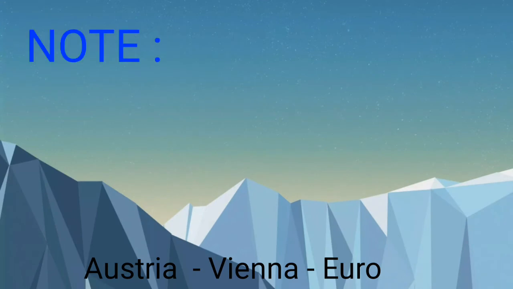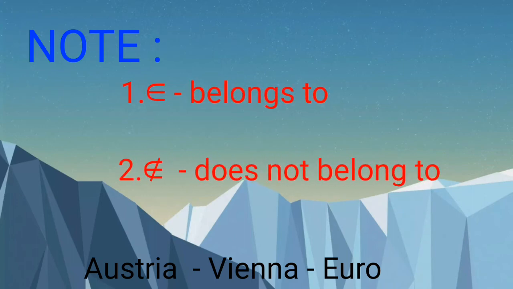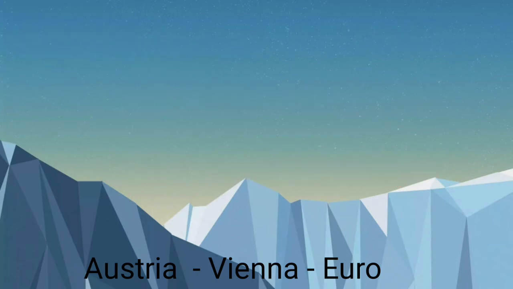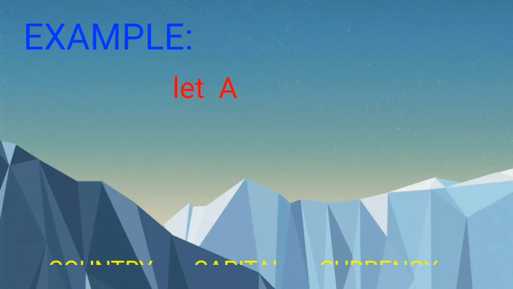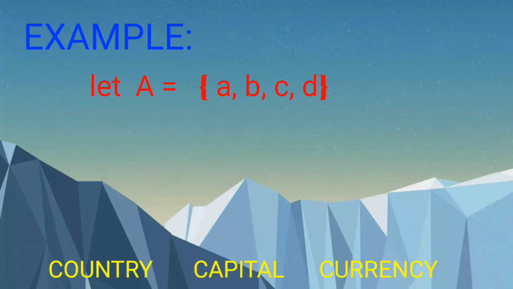Important symbols used in set theory. Number 1. Belongs to. Number 2. Does not belong to. Belongs to means the element is present inside the given set. Let's take one example to understand this concept more clearly. Let us set A equal to {a, b, c, d}. Here b is an element of set A. So we write b belongs to A, meaning the element b is present in the set A.